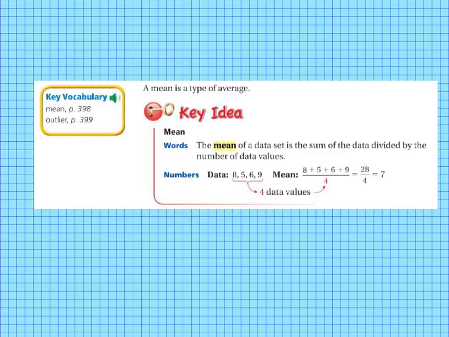And the mean of that is 8 plus 5 plus 6 plus 9, because remember, sum is adding. And then there are 4 values. So there's 8, 5, 6, and 9. That's 4 data values. So we divide the sum of that by 4. So when we add those numbers up, we get 28, and 28 divided by 4 equals 7. So the mean of that set of data is 7. So be sure all of this makes it into your math notebook.